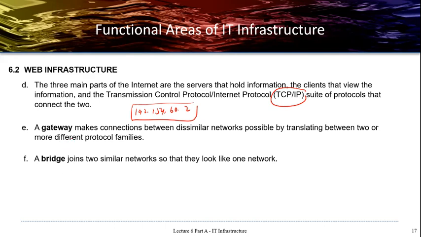So a gateway makes connection between dissimilar networks possible by translating two or more different protocol families. So there are gateways, internet gateways. So they translate two or more different protocols. Can be TCP/IP to any other. Now actually TCP/IP is the very popular protocol. The bridge joins two similar networks so that they look like one. So you can have one network like this, another network like that, so we can bridge it.